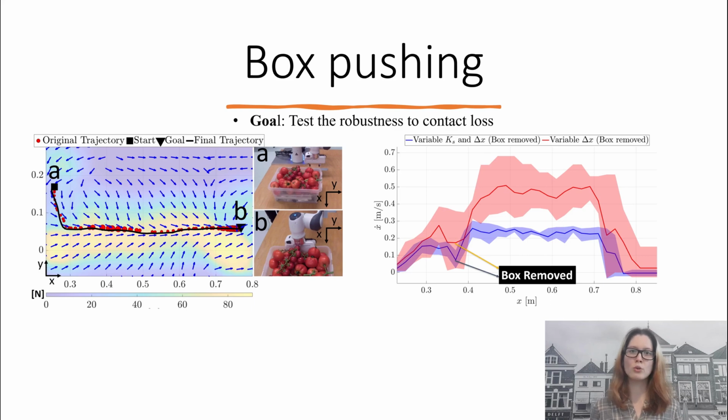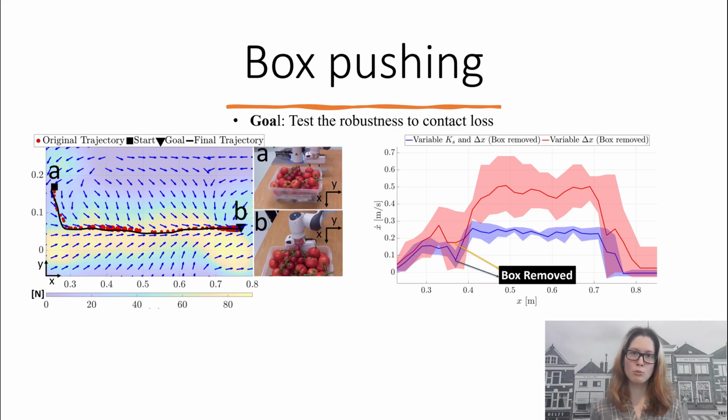However, we're considering that the robot may come across interactions with people, and it may happen that a person, for example, suddenly removes the box midway. Now, if we're only learning the attractor, it can happen that we need a large attractor distance in order to be able to push a fairly heavy box.